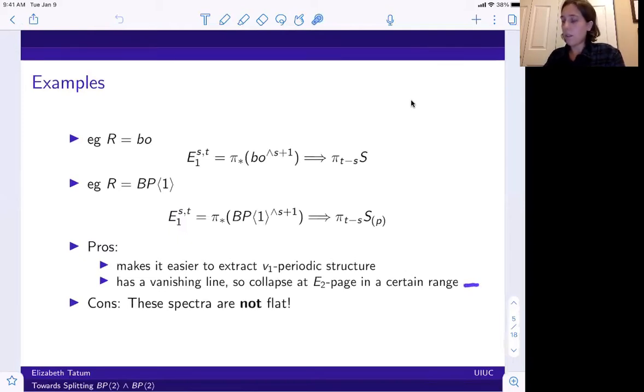Also, both these spectra have a vanishing line, so in a certain range, there's collapse at the E2 page. But the drawback is these spectra are not flat. So just to get to the E2 page takes a lot of work, but once you know the E2 page, you have a great deal of information.